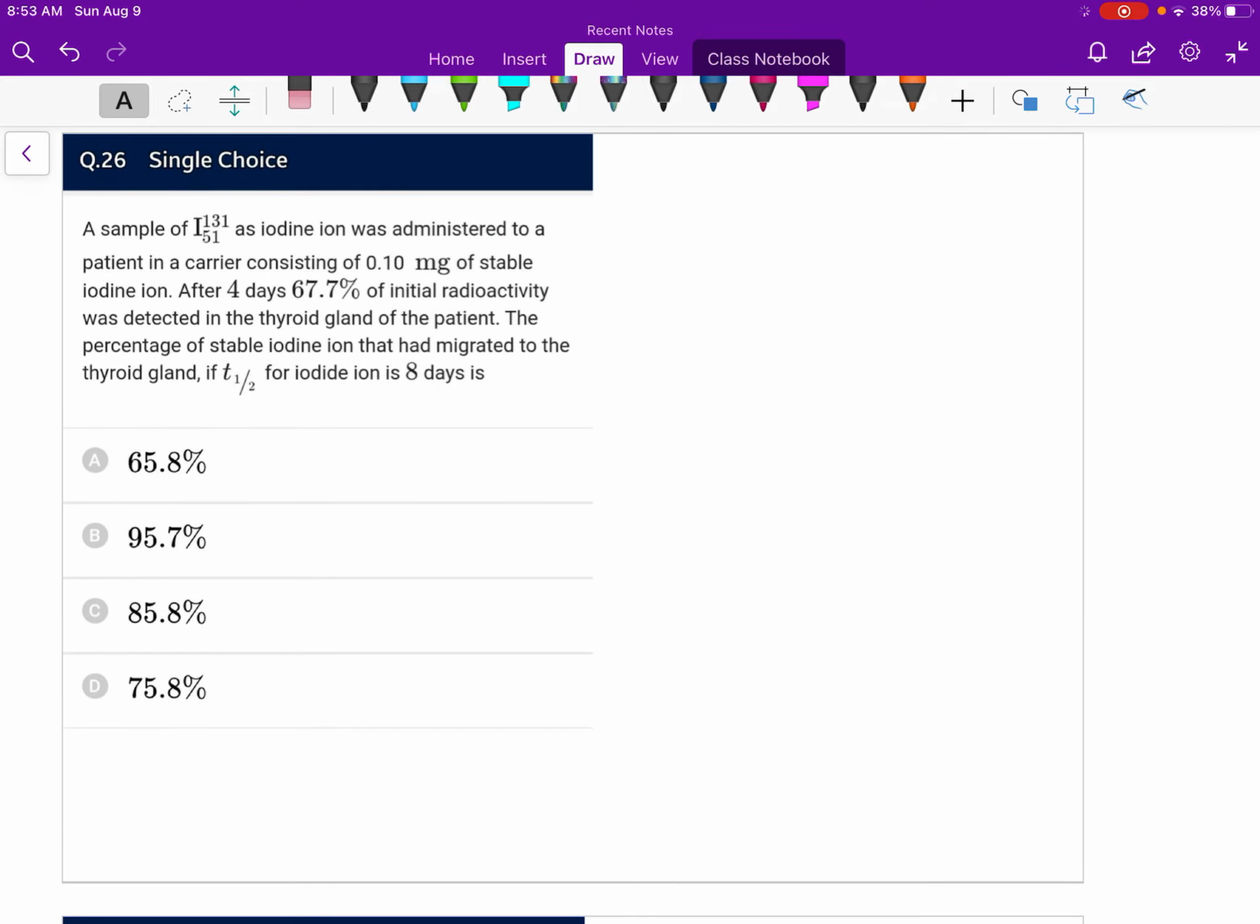A sample of radioactive iodine ion was administered to a patient in a carrier consisting of 0.1 milligram of stable iodine ion. So the total sample is 0.10 milligram of stable iodine ion. After 4 days, activity is 67.7% of initial radioactivity in the thyroid gland of the patient. The percentage of stable iodine that has migrated to the thyroid if T half is 8 days. So T half is 8 days and the duration given is 4 days.